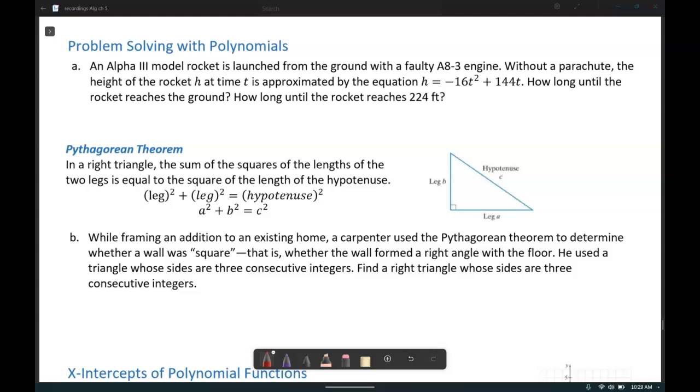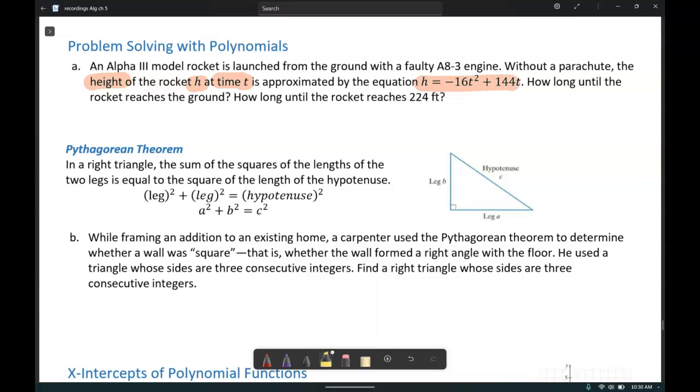Now we can use our methods for solving quadratic equations to approach problem solving with polynomials. Go ahead and take a second and read the example that we have here and try and identify the important information. Here we're modeling height and time given this equation.